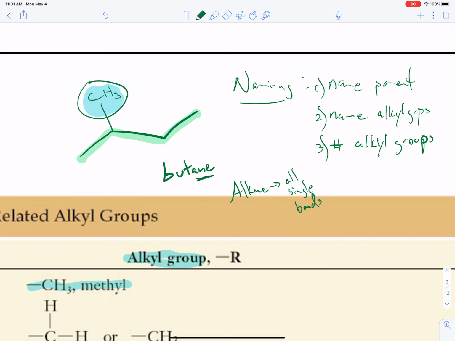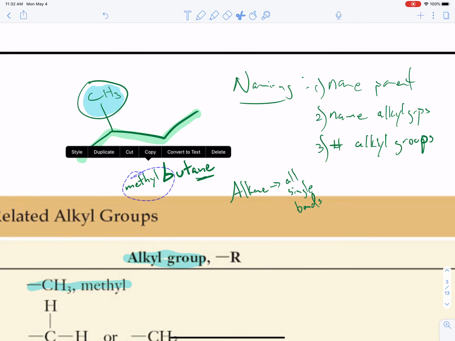Now, you can't just call it butane because you've got that blue methyl group hanging off. So you call this a methyl. But it kind of looks weird to have a methyl on one side and a butane on the other. So what you do is you take this methyl group and you tack it onto the butane. So we could call it methylbutane, but it doesn't tell us much. And there's a reason behind that.